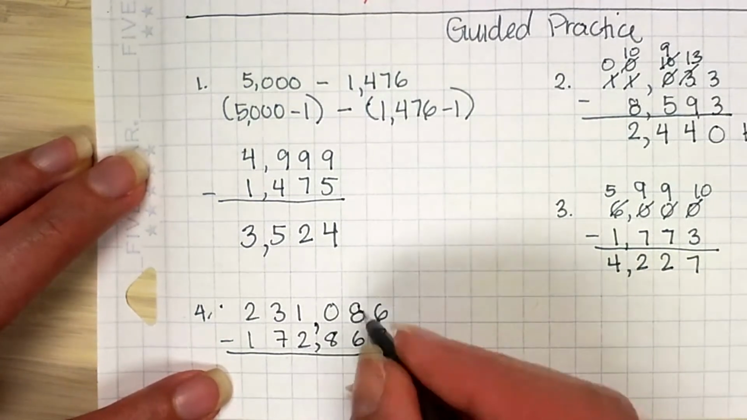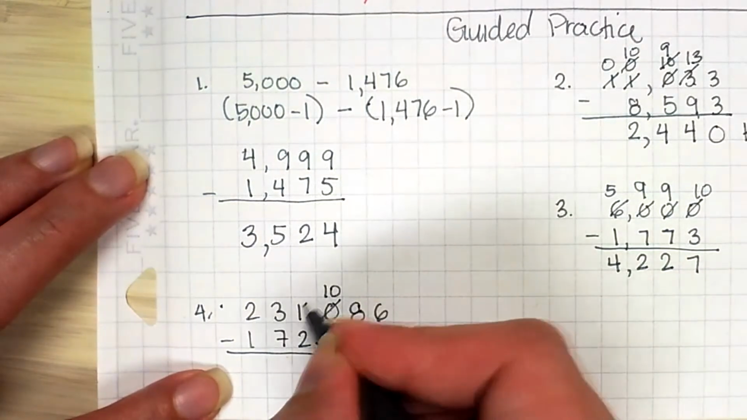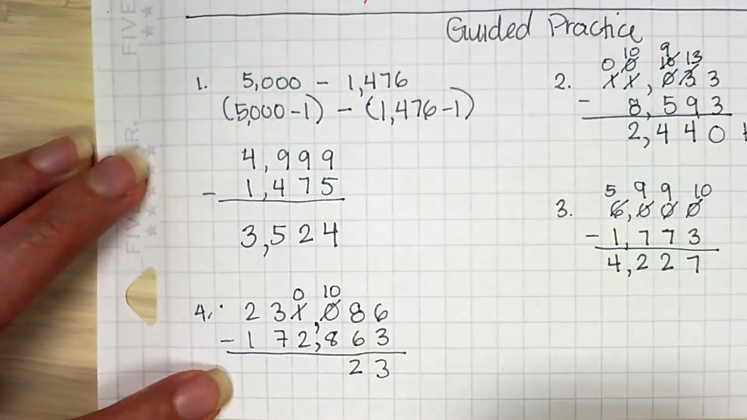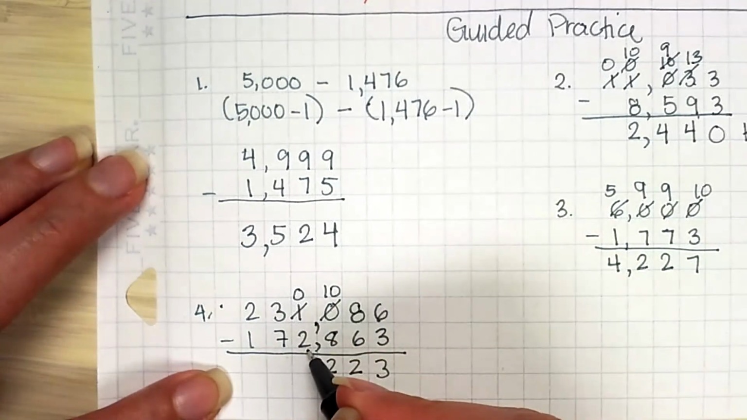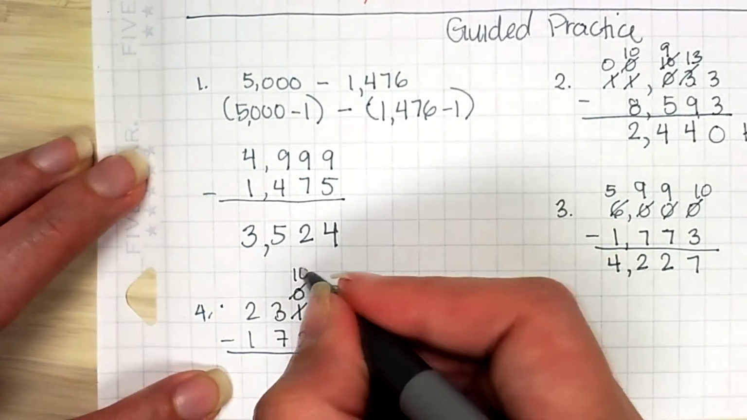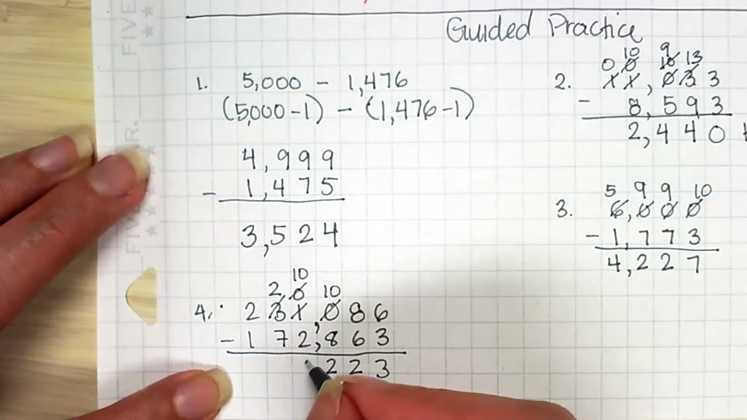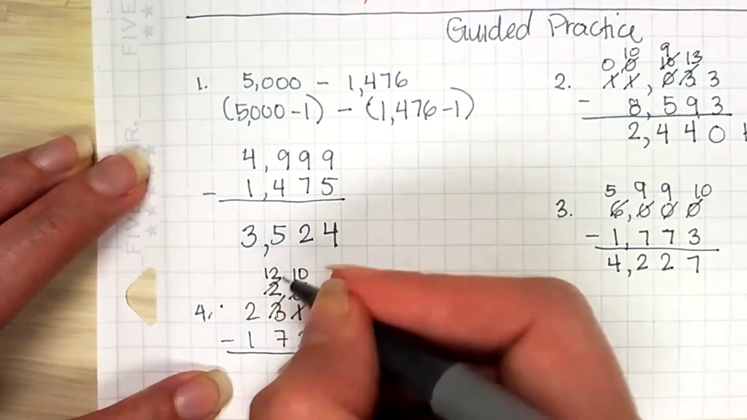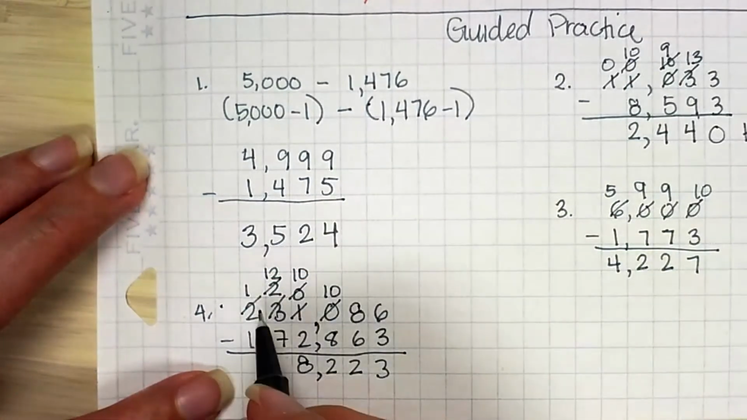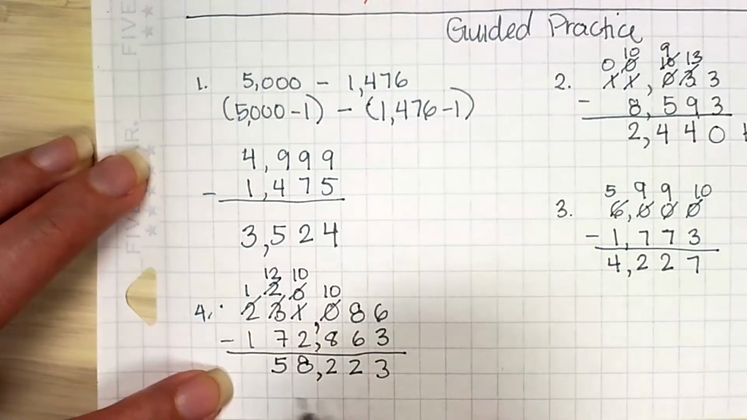6 take away 3 is 3. 8 take away 6 is 2. Over here, I can't do 0 take away 8, so this is going to become a 10. I'm going to borrow from that 1, so that 1 is going to become a 0. 10 take away 8 is 2. I put my comma. I can't do 0 take away 2, so I need to borrow again. So that 0 is going to become a 10. I'm going to borrow from that 3, so that 3 is going to become a 2. 10 take away 2 is 8. 2 take away 7, again, I can't do that. That 2 is going to become a 12, and that other 2 is going to become a 1 because I borrowed from it. 12 take away 7 is going to give me 5, and then 1 take away 1 is 0. I don't have to write it because it's my largest place value.